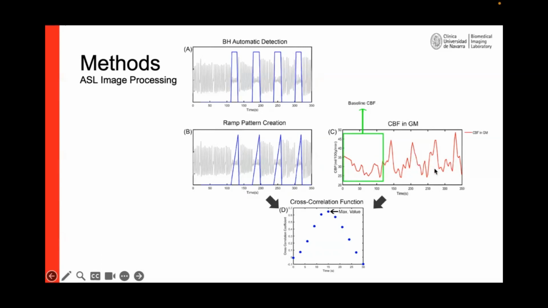There is a reported delay between this ramp model from the respiratory signal and the CBF signal. So what we did was a cross-correlation between the regressor and the CBF to look for the optimal delay between both signals. We tried cross-correlation from 0 to 30 seconds, and the highest cross-correlation coefficient was considered as the optimal delay between the signals.